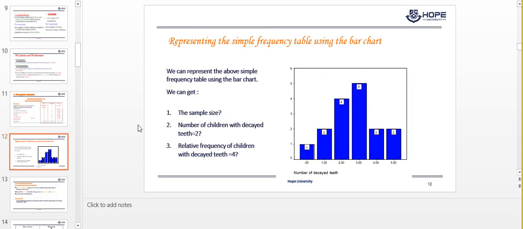Also, for the frequency table we can use a chart, a bar chart like this one. We can present the above frequency table using a bar chart, and we get something like this. As you see, the number of teeth decaying is on the horizontal axis and the vertical axis is the number of individuals. As simple as the table, you can understand what it means.